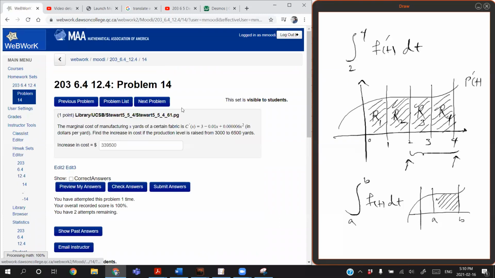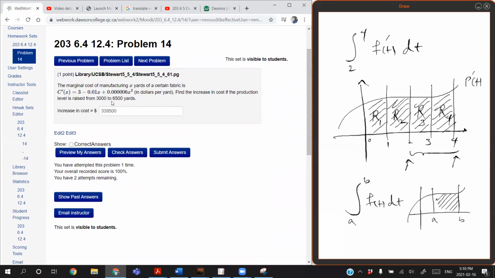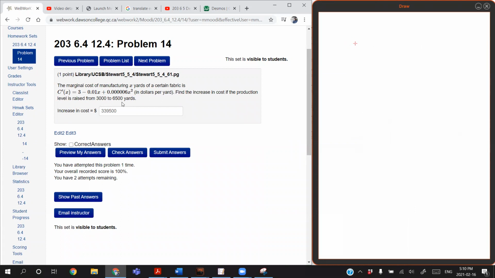Yeah, thank you. Sure. For this one, the bounds are given from 3,000 to 6,500. So I checked it. The right answer would be the integral of c prime of x dx from 3,000 to 6,500, because you're basically looking for the difference between the cost of producing 6,500 items and producing 3,000 items.